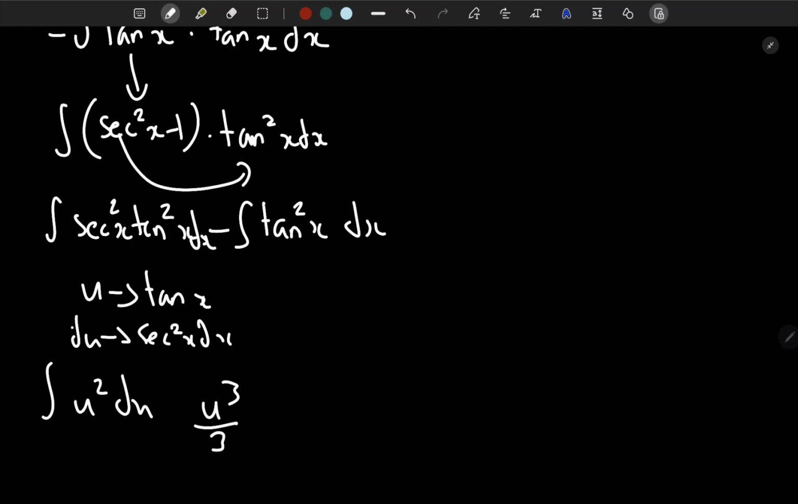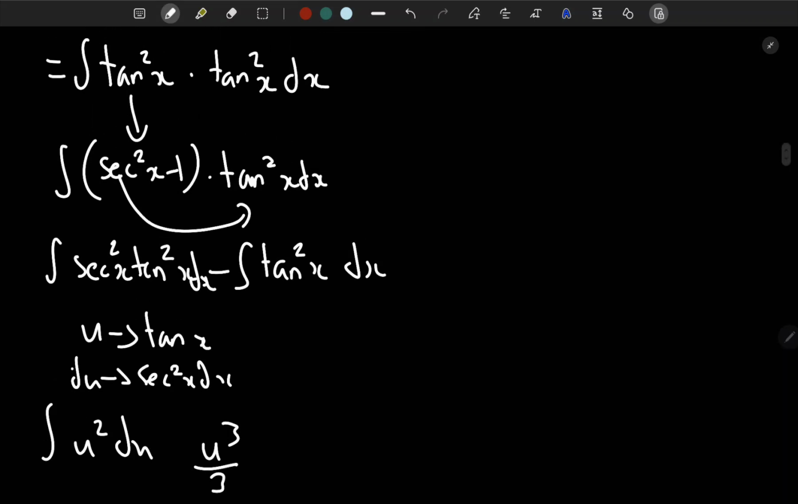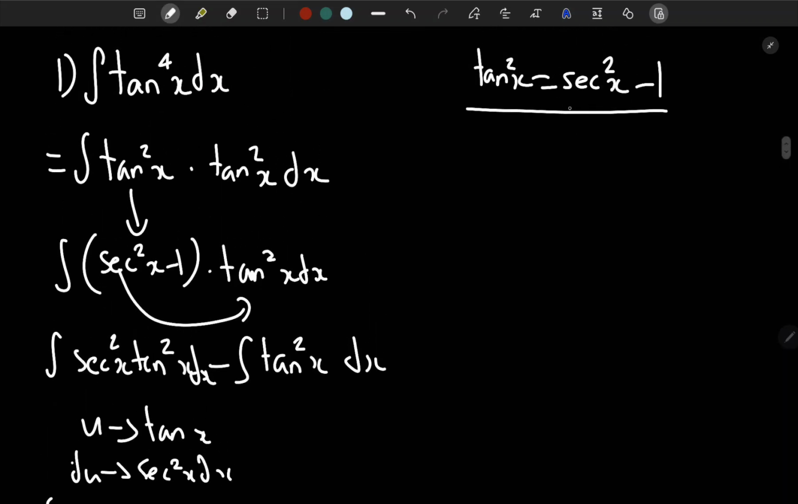So there is no integration for tan x here, so somehow we need to change this into something else. So let's use the identity again. This identity is used a lot of times, by the way. Tan squared x is equal to secant squared x minus 1.